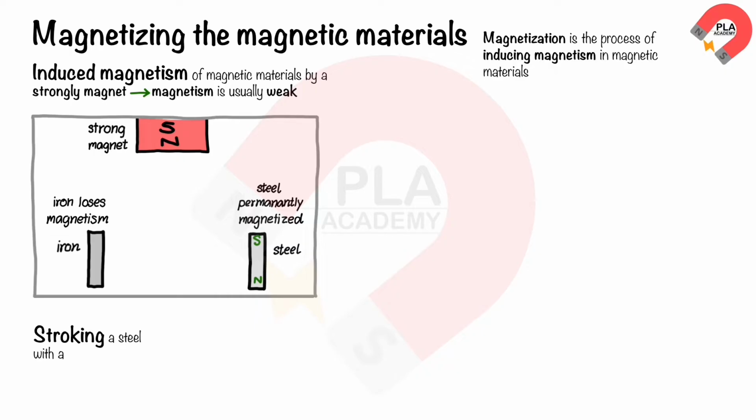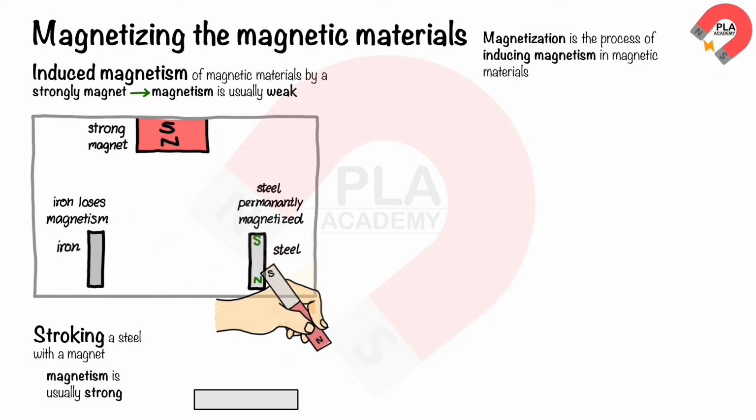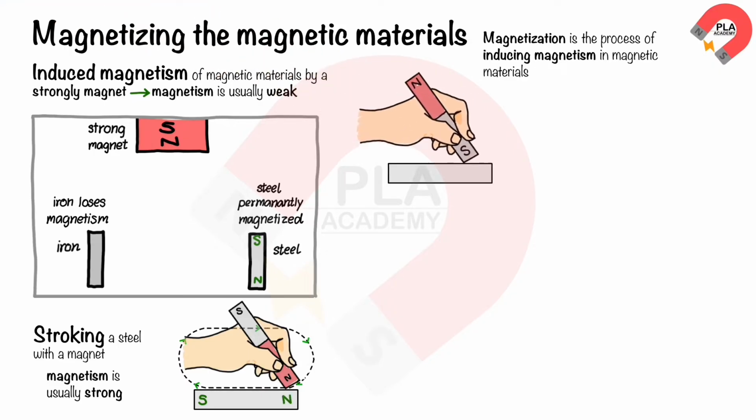Magnetizing a magnetic material by stroking it with a magnet. This method can magnetize more strongly. A steel bar is stroked with the north pole of a magnet in one direction. This end of the steel bar is magnetized to be a south pole. This end is magnetized to be a north pole.